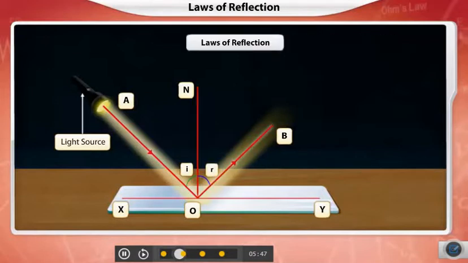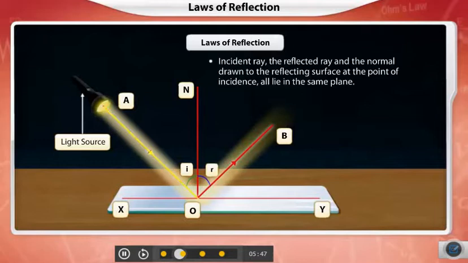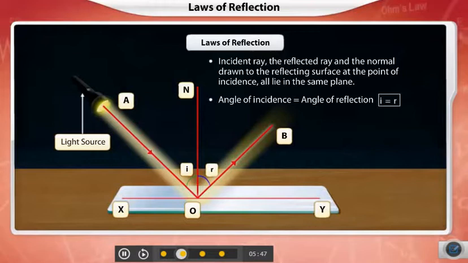Observations from experiments have shown that the incident ray, the reflected ray, and the normal drawn to the reflecting surface at the point of incidence all lie in the same plane. Also, the angle of incidence is equal to the angle of reflection. These observations are called the laws of reflection.